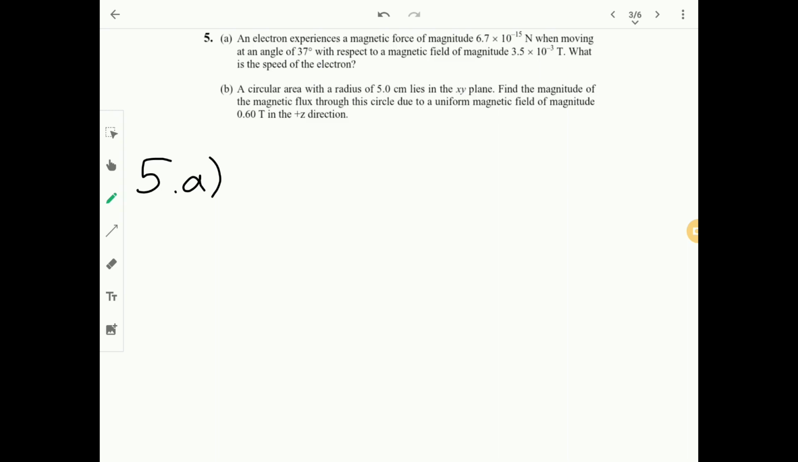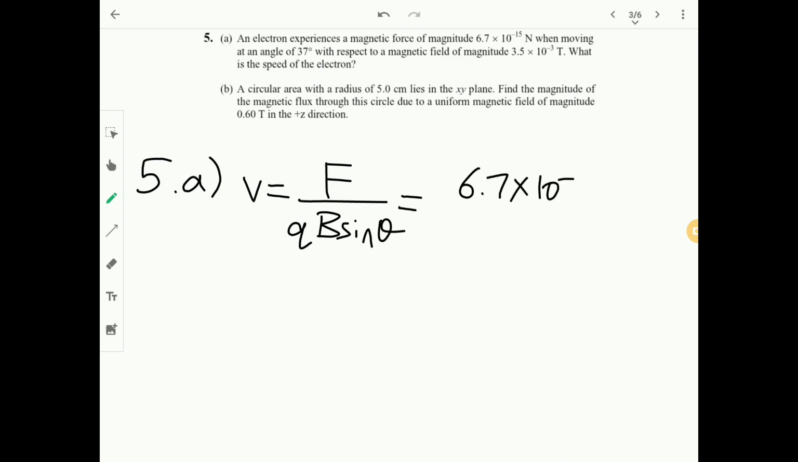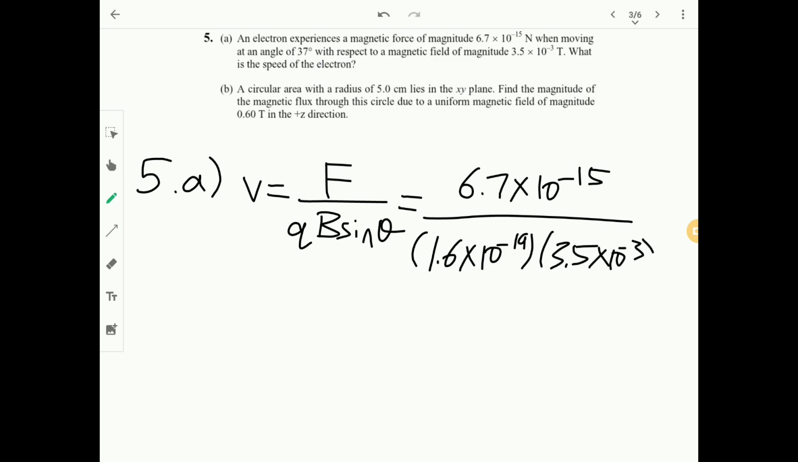Alright, let's check. So we want the speed, or V. We have the force, so it's F equals QVB sine theta, so V is F over QB sine theta. We substitute: 6.7 minus 15, Q is 1.6, we take the absolute value. B is 3.5 times 10 to the power minus 3. And the angle is 37, so sine 37. When we substitute, we should get 1.93 times 10 to the power 7 meters per second.